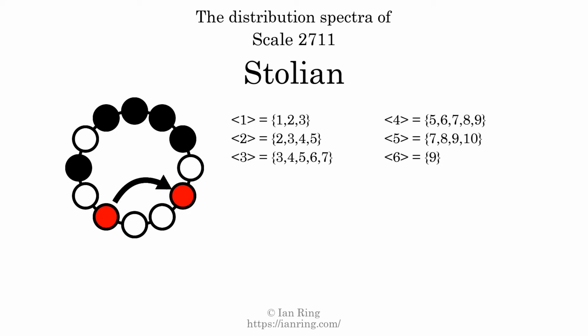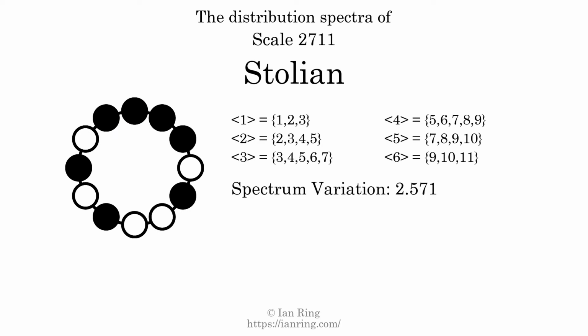9 semitones, 10 semitones, and 11 semitones. The spectrum width of this generic interval is 2. The spectrum variation is the sum of all the widths, divided by the number of tones. The spectrum variation of this scale is 2.571. Since the variation is greater than 0, this indicates that the scale is not perfectly even.